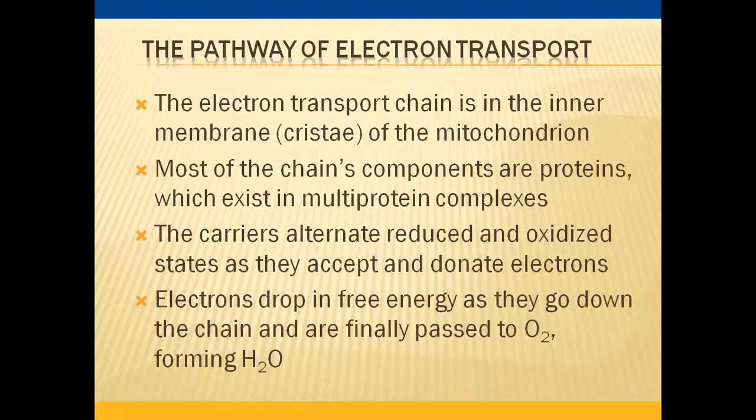The pathway of the electron transport chain is in the inner membrane of the mitochondria. The inner membrane is also called cristae. We know that mitochondria have two membranes: one is the outer membrane and the second one is the inner membrane. The inner membrane has folded structures, and these folded structures are called cristae. So the electron transport chain molecules are present in the cristae of the mitochondria.